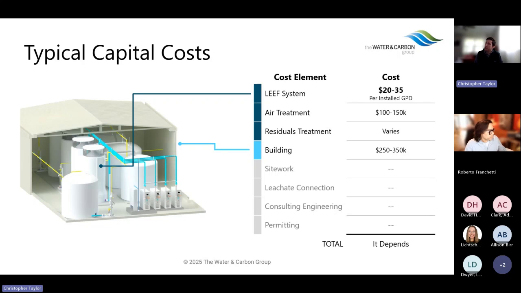And in terms of buildings, it depends on building size and system size, but I'd say anywhere from that 250 to 350 mark. That's for a pre-engineered metal building. That's not including foundation or anything like that, but it should give you a rough sense.